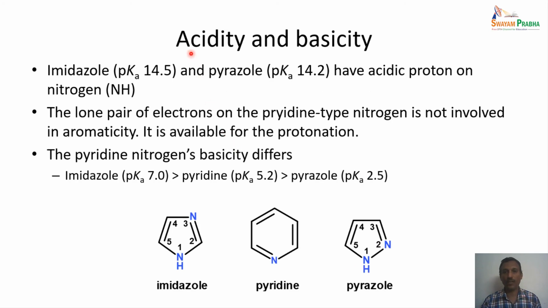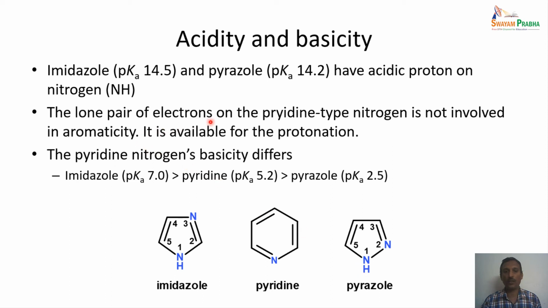When we look at acidity and basicity, imidazole and pyrazole are shown here. Pyridine is also shown here. Imidazole has a pKa of 14.5 and pyrazole has a pKa of 14.2. So they have an acidic proton on the nitrogen; in other words, they have comparable acidity of this hydrogen.